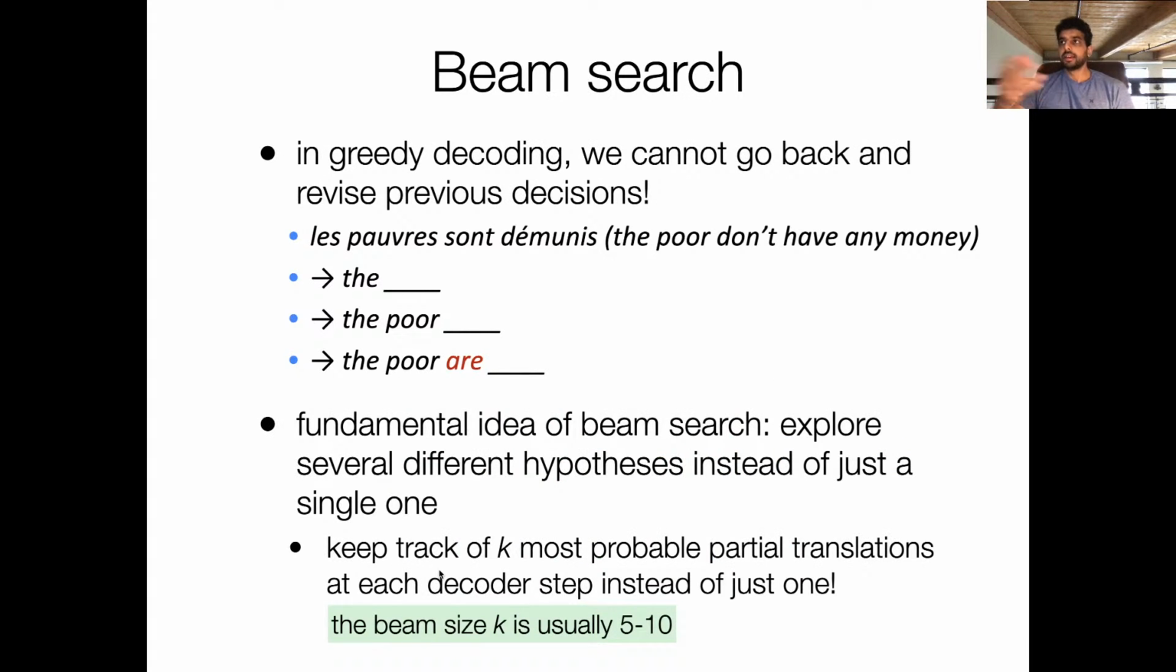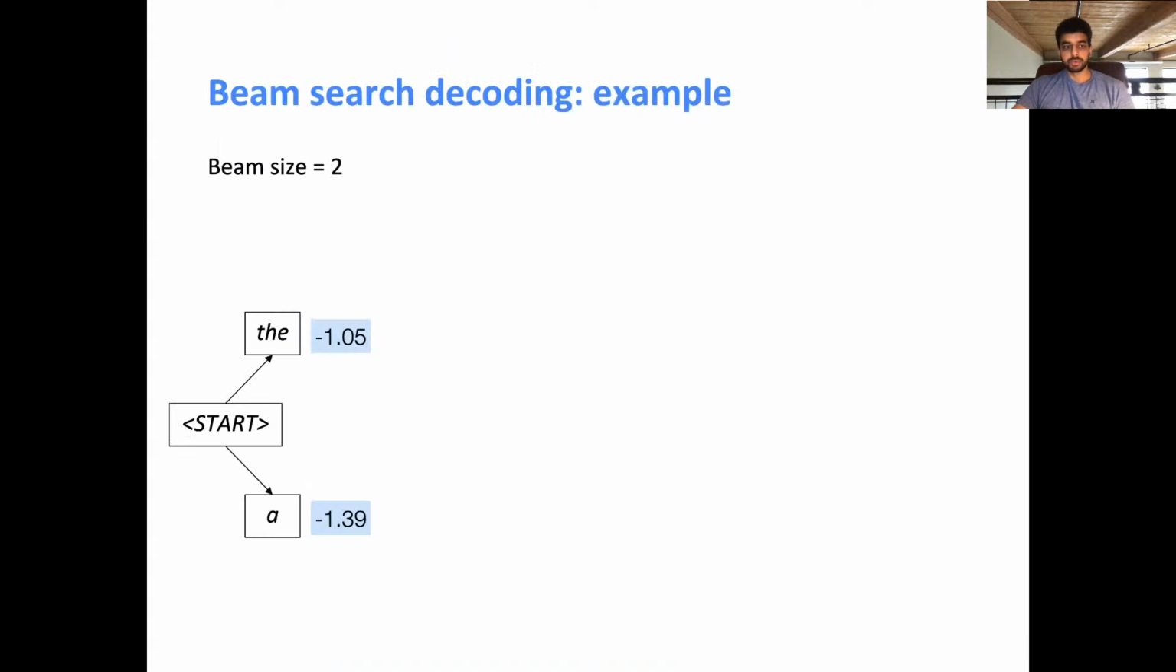So the intuition behind beam search is, instead of just taking the argmax at every step, we're going to keep track of a small number, k, of most probable partial translations instead of just one. It's usually between 5 and 10 maybe, but it depends on your model size, your training data size, and also your task. This could differ a lot between translation and something like summarization or story generation. So let's walk through how beam search works.